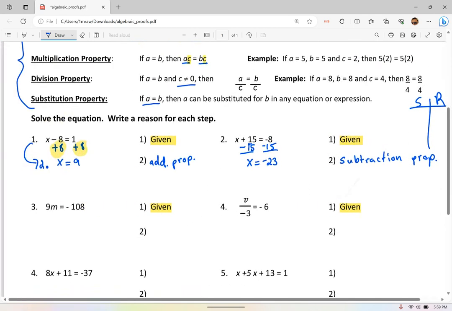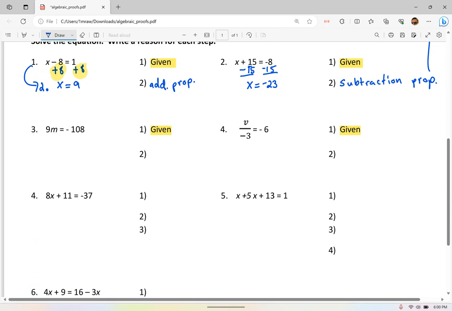Pretty simple process. Just like number three, we start with given, and then we would divide. Number four, we get our division property of equality. Notice how you're basically just saying what you did. You guys already know this step, so you're just stating it. So we would get x equals negative 12, or x equals 18.